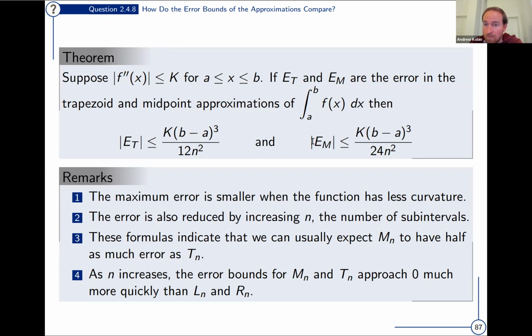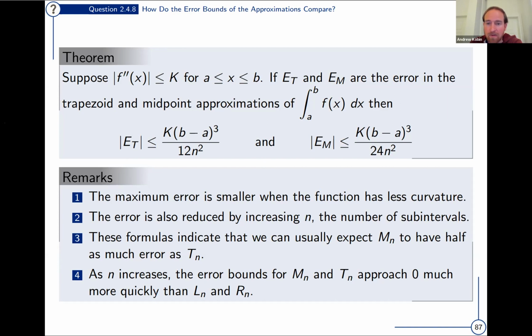And there's a different formula for the EM, the midpoint error bound. The worst case scenario for our error in our approximation using midpoints is that same number k, bounding the second derivative, times (b minus a) cubed over 24n squared. So you can see in general, the denominator is bigger. The total amount of error with the midpoint rule is actually expected to be less than the trapezoid rule.